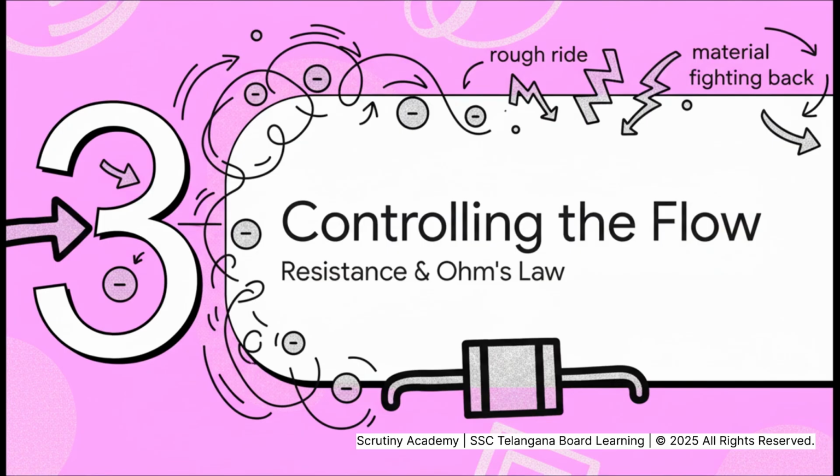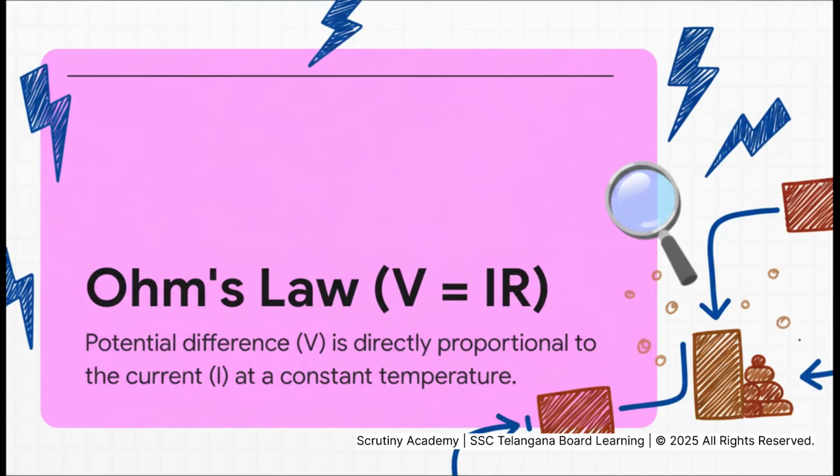Okay, so we have a force pushing the electrons, and we have a flow, but it's not always an easy ride for those electrons. As they try to move through the wire, they're constantly bumping into things. The material itself actually fights back, and understanding this opposition is the key to controlling electricity. And this fundamental relationship was discovered by a guy named George Simon Ohm. And his law is just beautiful in its simplicity.